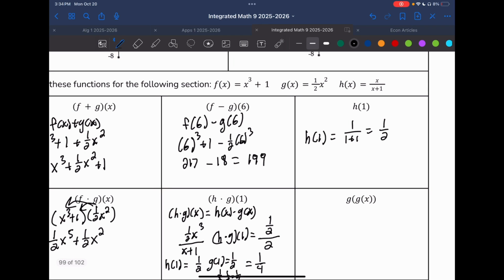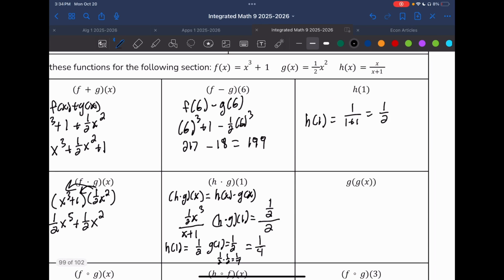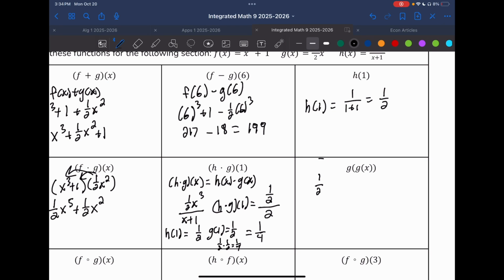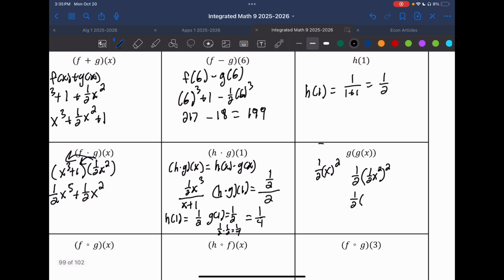All right, and so now we're looking for g of g of x. So here we have to take g of x, which is 1/2 x squared. And then where we see x, we want to plug in g of x. So that's going to become 1/2 times (1/2 x squared) squared. That's going to be 1/2, and then when you square what's on the inside, you're going to get 1 over 4 x to the 4th, meaning that our final answer is 1 over 8 times x to the 4th.